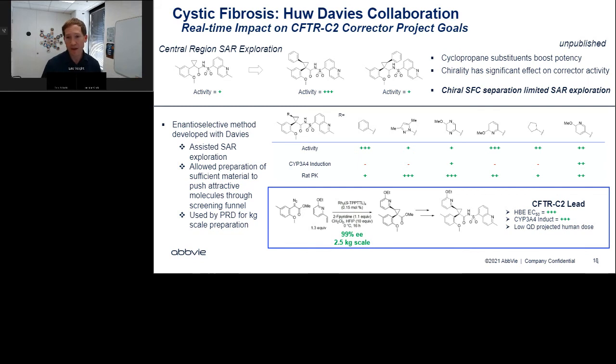And all sorts of molecules were accessible with this method. And not only that, when the CFTR C2 lead molecule emerged, our process colleagues were able to, with not a lot of changes, implement this chemistry, in this case using 2-fluoropyridine instead of chloro, in order to prepare 2.5 kilos of the chiral cyclopropane intermediate using flow chemistry to address the expected diazo safety concerns that were very effectively addressed through flow chemistry. So this was a real-time impact on both the discovery and process chemistry project with an academic collaboration.